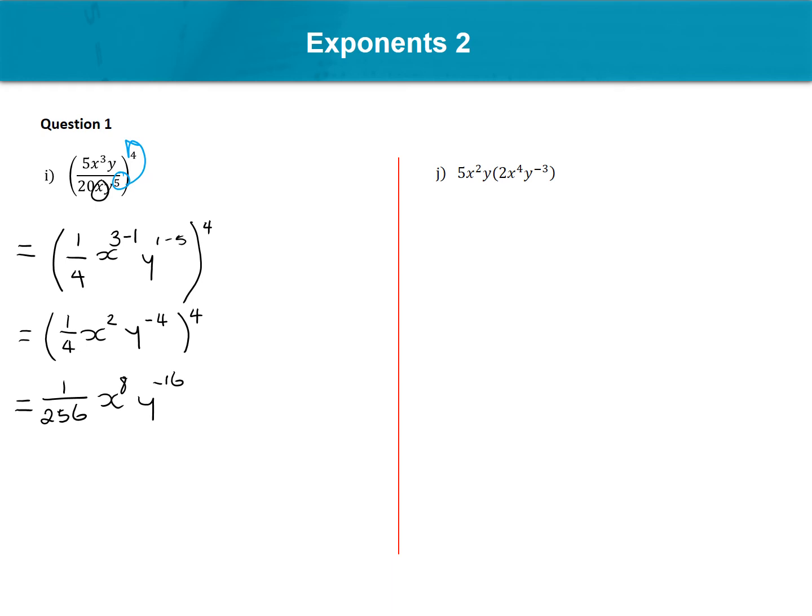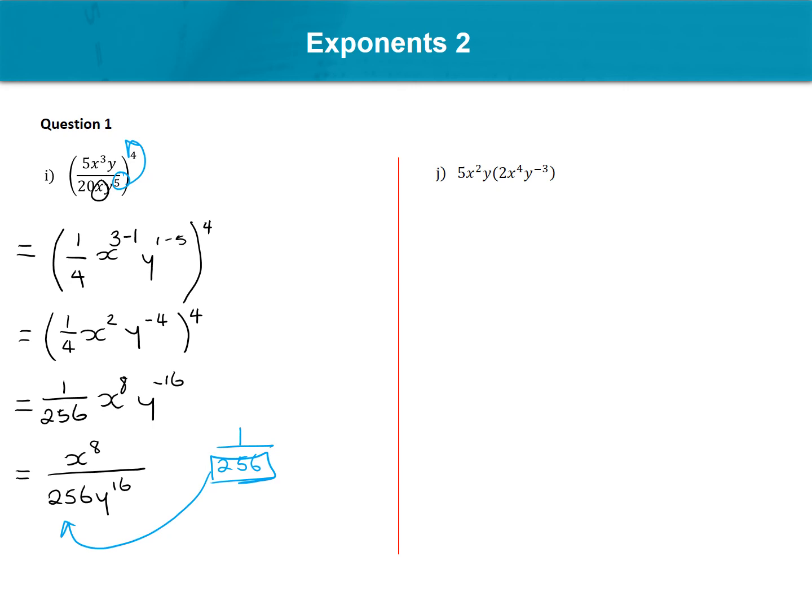But this is not the final way we can write this. We can simplify it further and say we leave all our positive exponents on the top, and our negative exponents, we can move them to the denominator. So we can say x to the power of 8 all over 256 y to the 16. And that is just saying that 1 over 256, that's why this 256 is in the denominator.